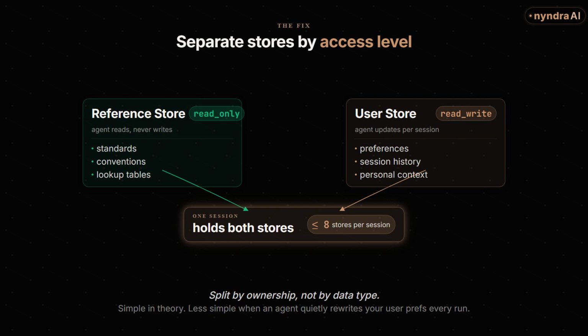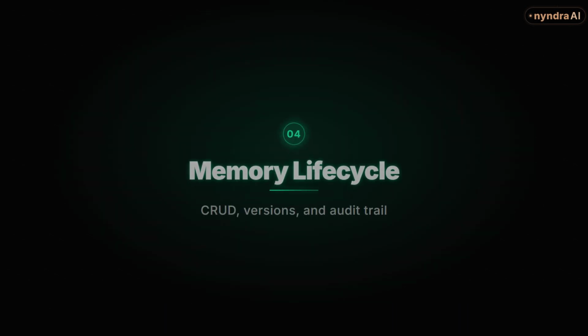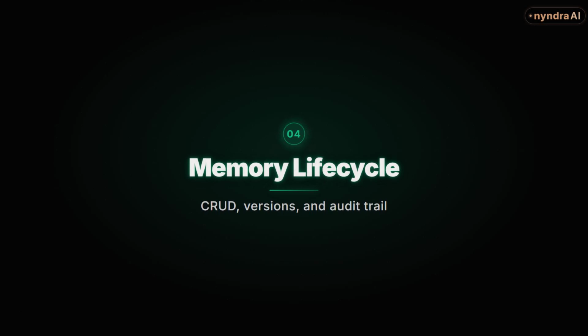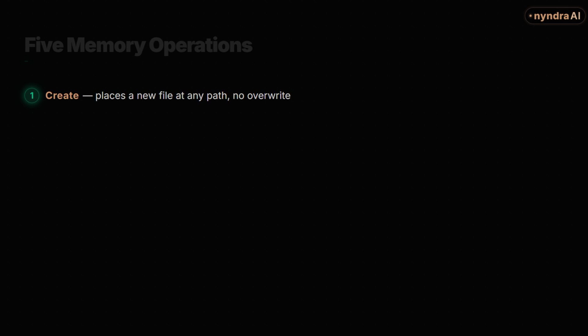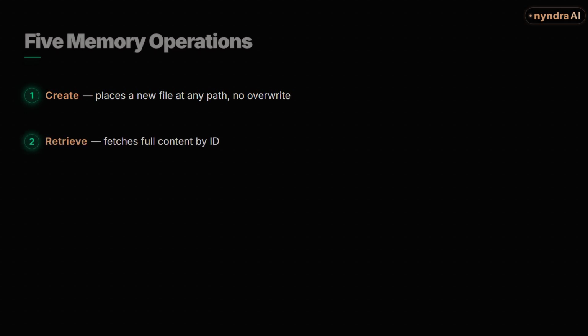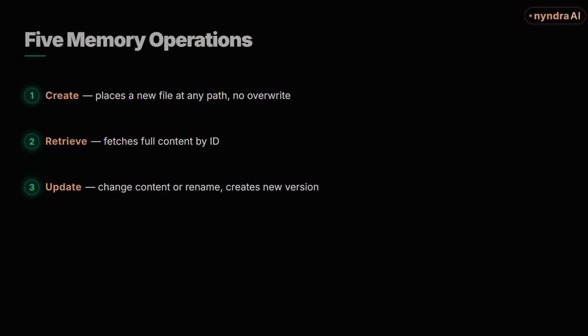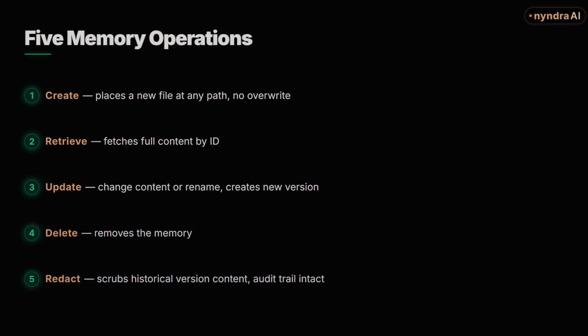Reading, writing, and version history. 5 memory operations. Create places a new file at any path. It doesn't overwrite. Retrieve fetches the full content by ID. Update changes content or renames the file and creates a new immutable version. Delete removes the memory. Redact scrubs content from a historical version while keeping the audit trail, useful for GDPR compliance and for when the agent helpfully stored your API key in a memory file, which happens.